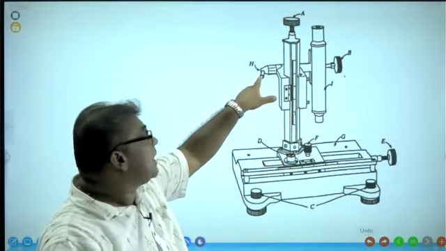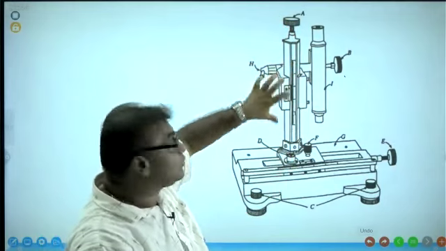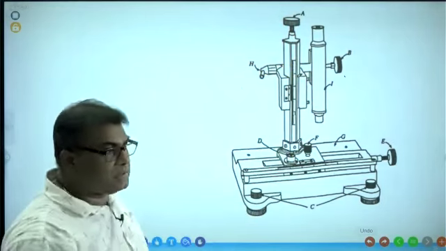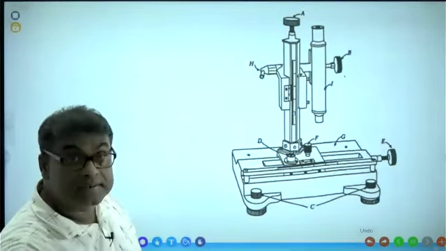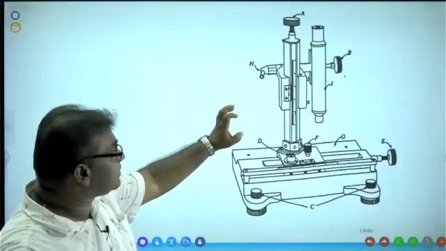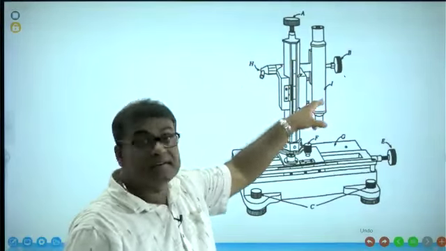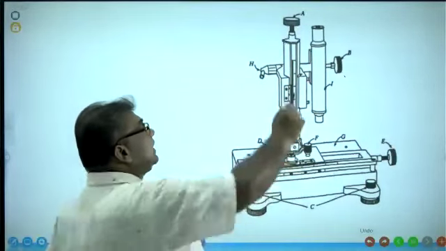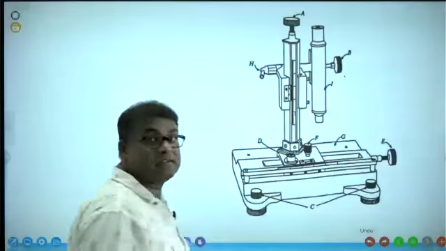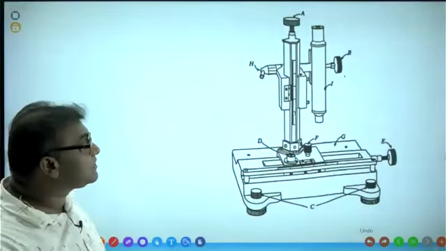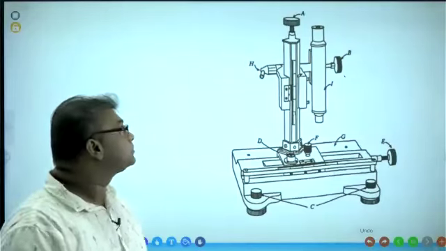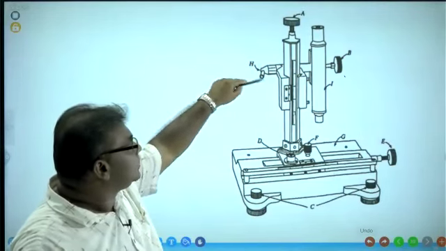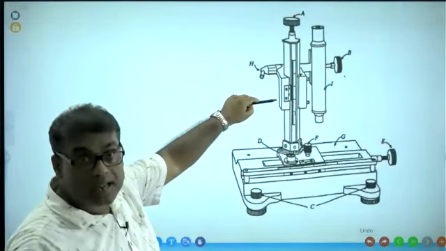Okay. This one is the vertical component adjustment screw. With the vertical component adjustment screw, the whole thing with the microscope and the vernier scale and the corresponding connecting setup is moved upward and downward, right? Okay, A, vertical fine adjustment screw. B, microscope adjustment screw. Sorry, H, vertical component adjustment screw.